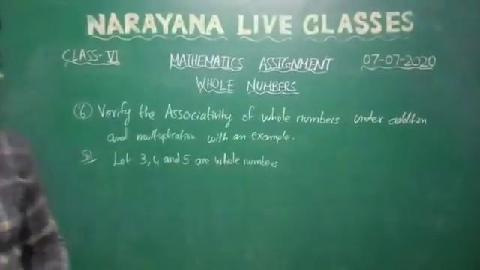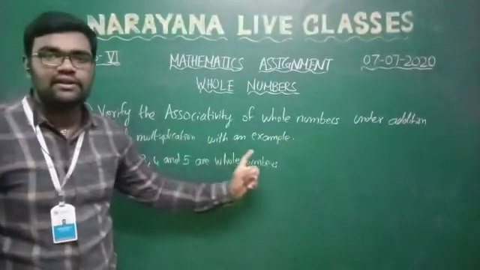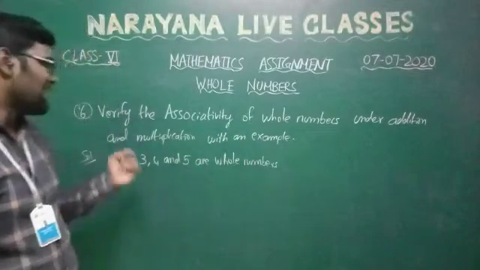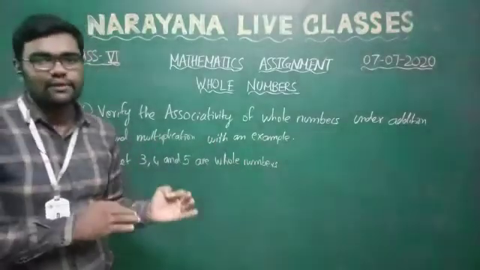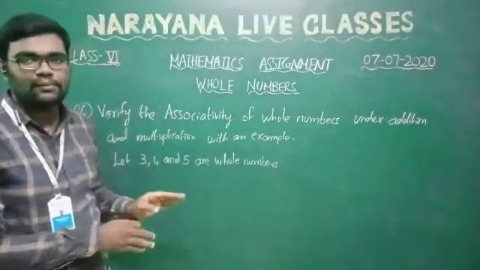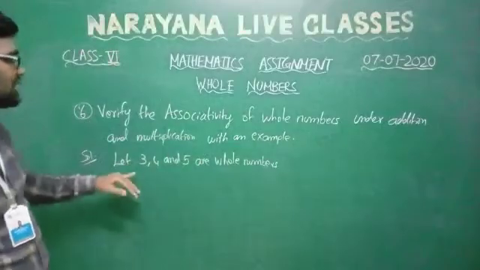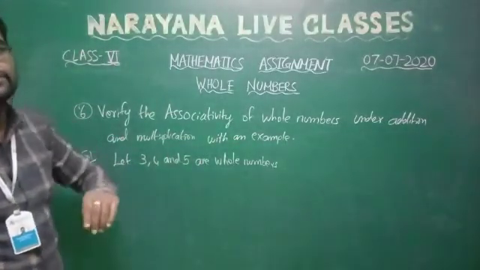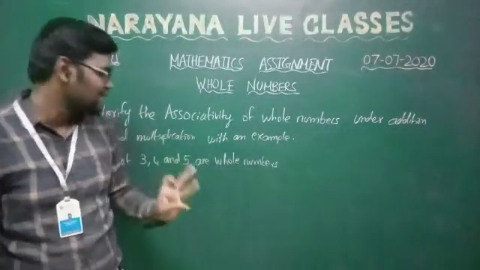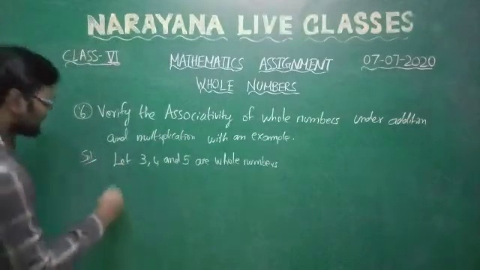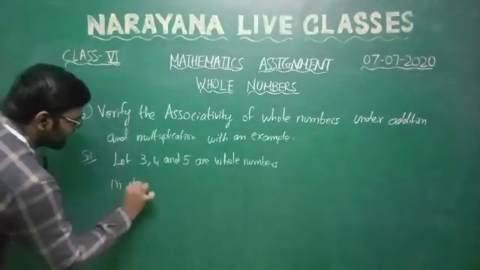The last problem, students. Verify the associativity of whole numbers under addition and multiplication. They are telling us to verify only. It is true only under these operations. We should verify it. So they are taking 3 numbers. For associative, we should take 3 numbers. Okay, 3, 4, 5 are the whole numbers. So under addition, first I am considering.